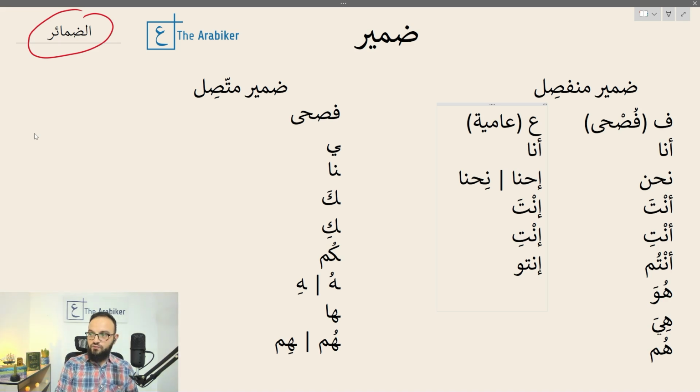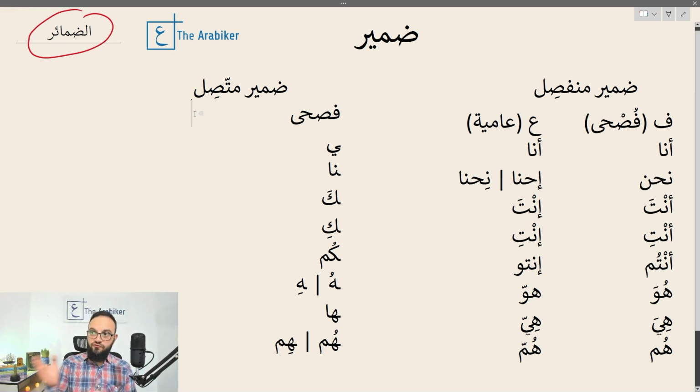Huwa, in dialect we say Huwe, with a push on the waw and a bit of kasra. Not full kasra, but a bit of kasra. Hiye corresponds to here. And lastly we have Humme. Ana, Ihna, Nihna, Inta, Inti, Intu, Huwe, Hiye, Humme. We will do the same for the damir muttasil, the attached pronoun.